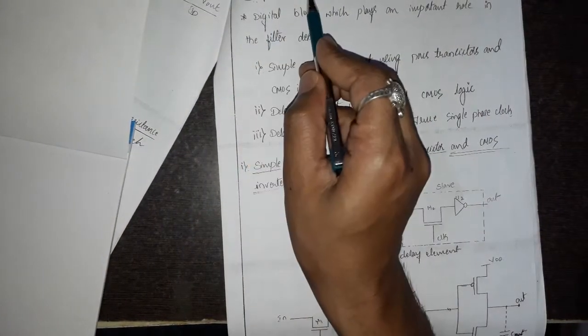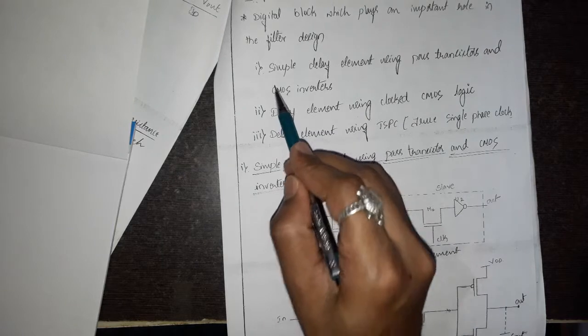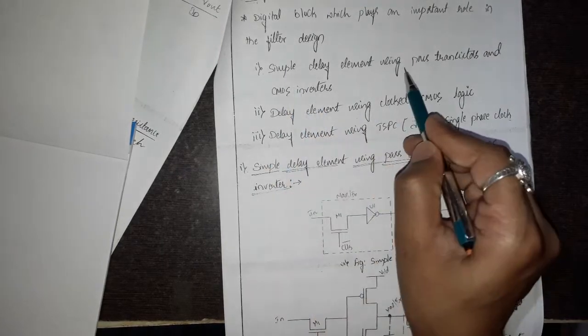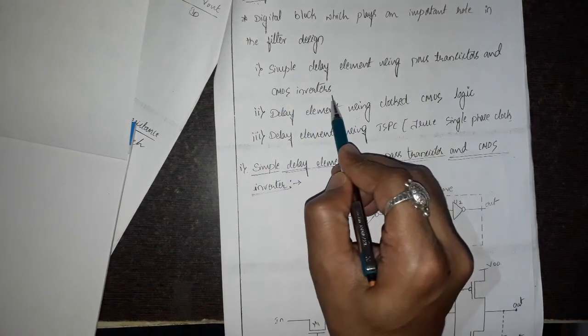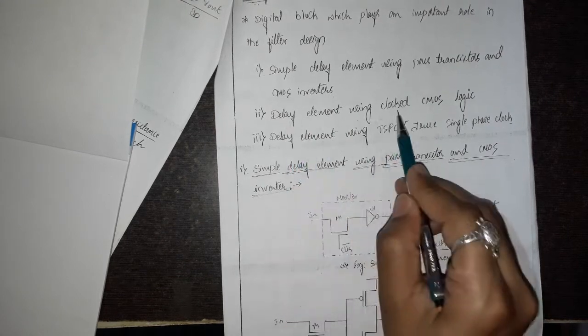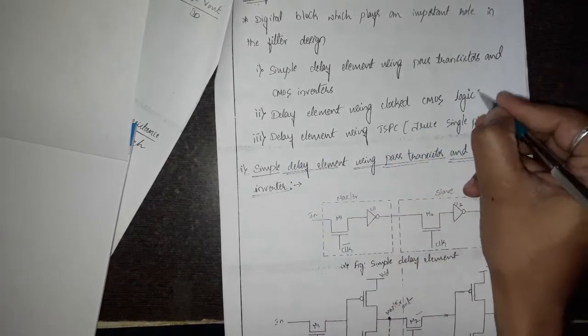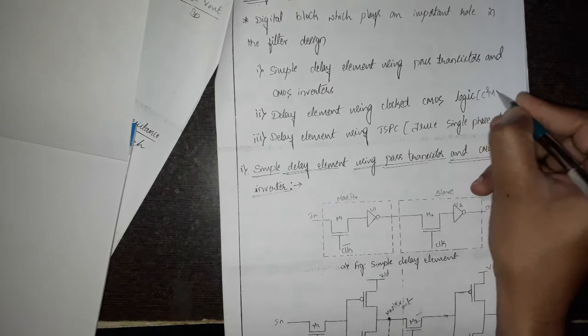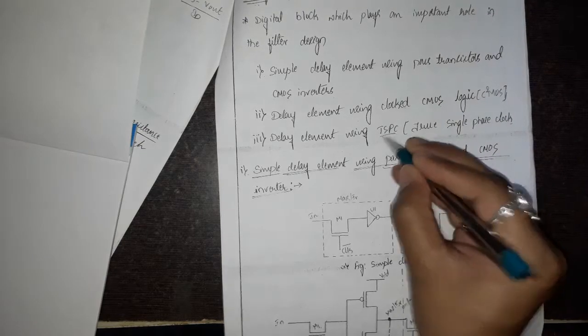The next component for building a digital circuit is the delay element. This delay element can be implemented in three different ways. One is by using a pass transistor and a CMOS inverter, and the second method is by using clocked CMOS logic. It can be referred to as C squared MOS logic in short. And the third method is by using true single phase clock, TSPC.